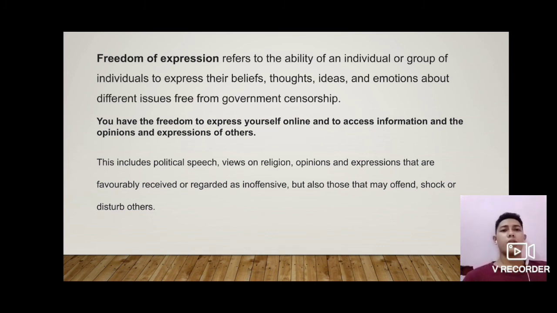Freedom of expression refers to the ability of an individual or group of individuals to express their beliefs, thoughts, ideas, and emotions about different issues free from government censorship. You have the freedom to express yourself online and to access information and the opinion and expression of others.